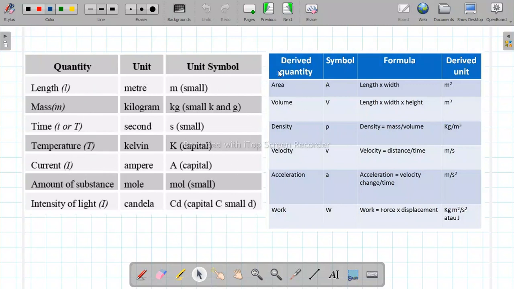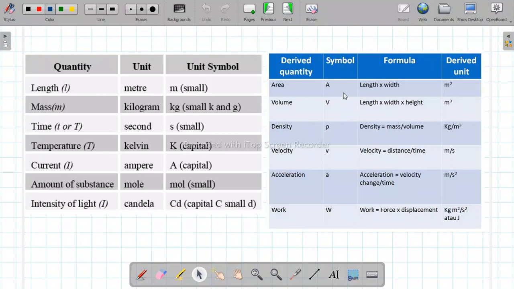Let's just see. First of all, we have area. We represent it with capital A. How do we say that this area is the derived physical quantity? Write its formula, then go to the unit or the dimension of this physical quantity, and then the unit itself will let you know that it is a derived physical quantity.